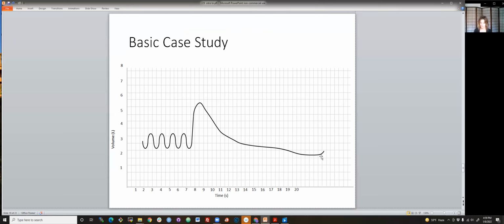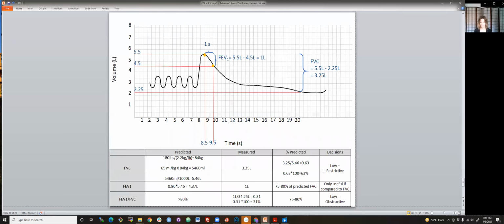Okay, so how would we deal with this? Well, let's look on the next slide. Here we go. This is your same PFT. And what you did is you wanted to identify the forced vital capacity right here. So remember, our lowest accepted norm is 65 milliliters per kilogram of ideal body weight.